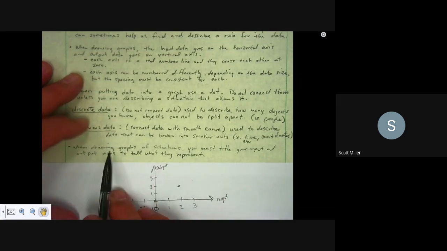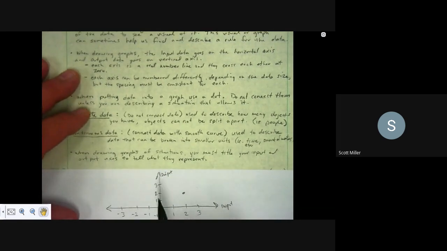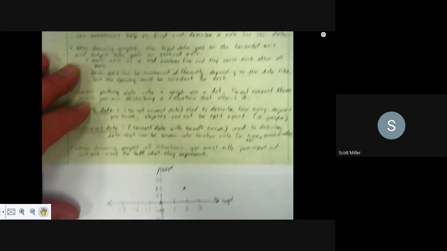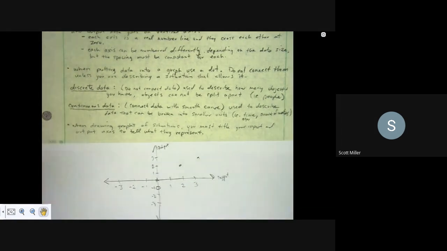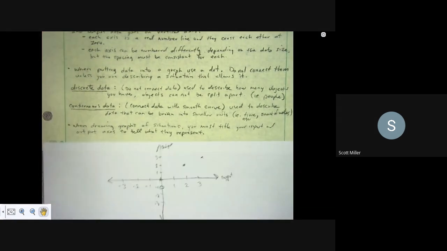When we do a situational graph, so graphs based off of a real life scenario, these axes get named. Here I put input and output, but if this input represented number of people, I would just put number of people. So you would have to title it according to what it represents. That's what we're saying right here.